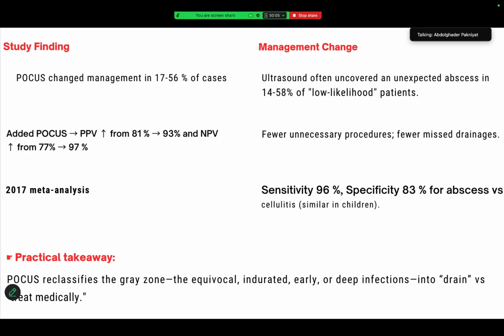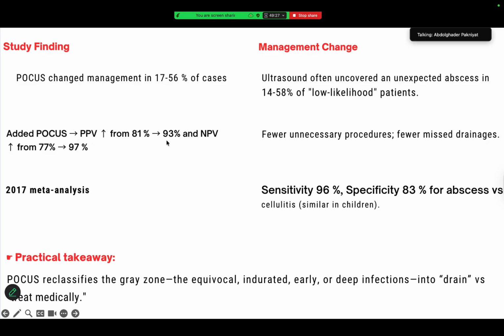Per the study, POCUS changed management in 17 to 56% of the cases. In up to 58% of patients with low likelihood of abscess formation, they detected an abscess. And using POCUS raised the positive predictive value from 81% to 93%, and the negative predictive value from 77% to 97%.